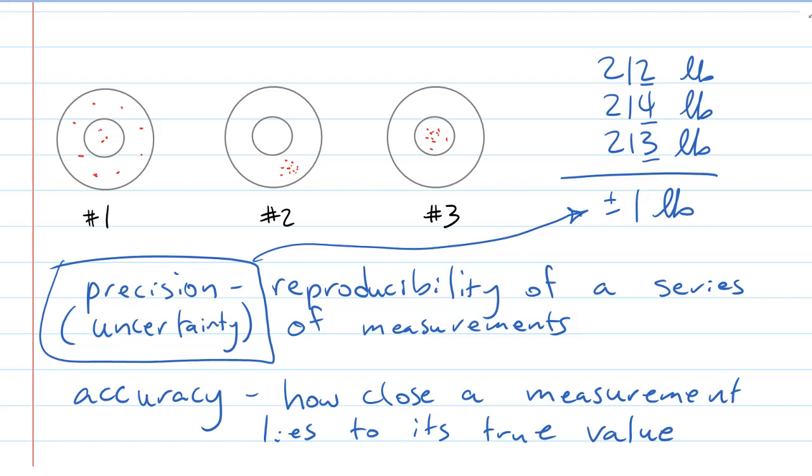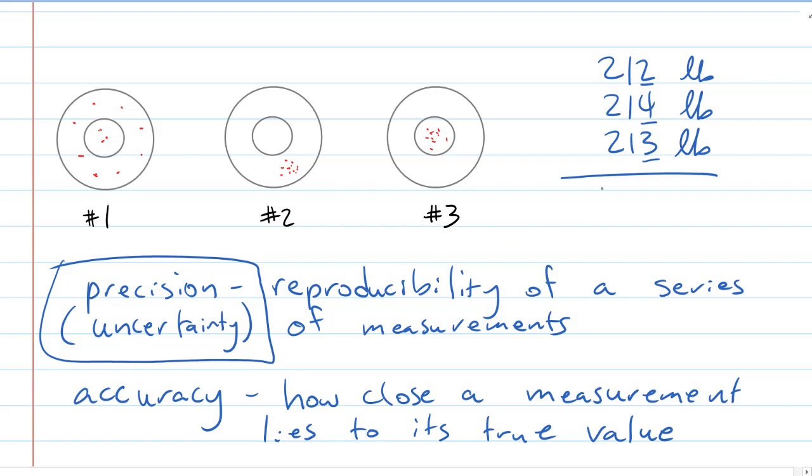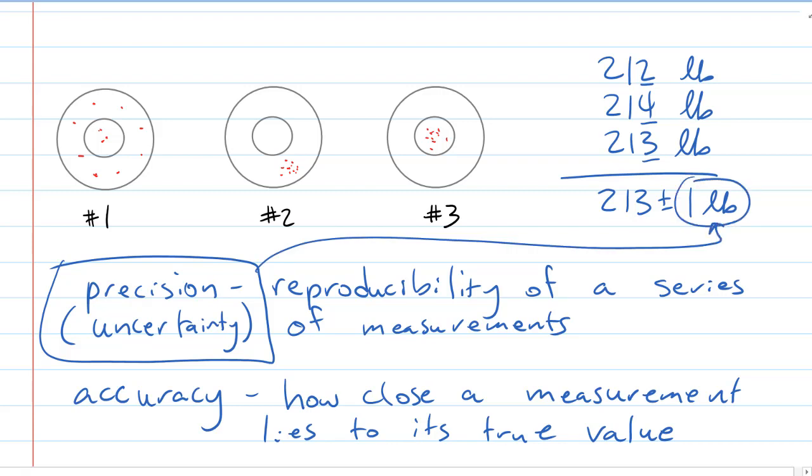And then of course, if I wanted to express my weight, my best weight that I would present would be 213, and I would say that that's within a range of plus or minus 1 pound. So this precision here is this piece right out here, and of course the 213 here would be the average or the mean of those results.